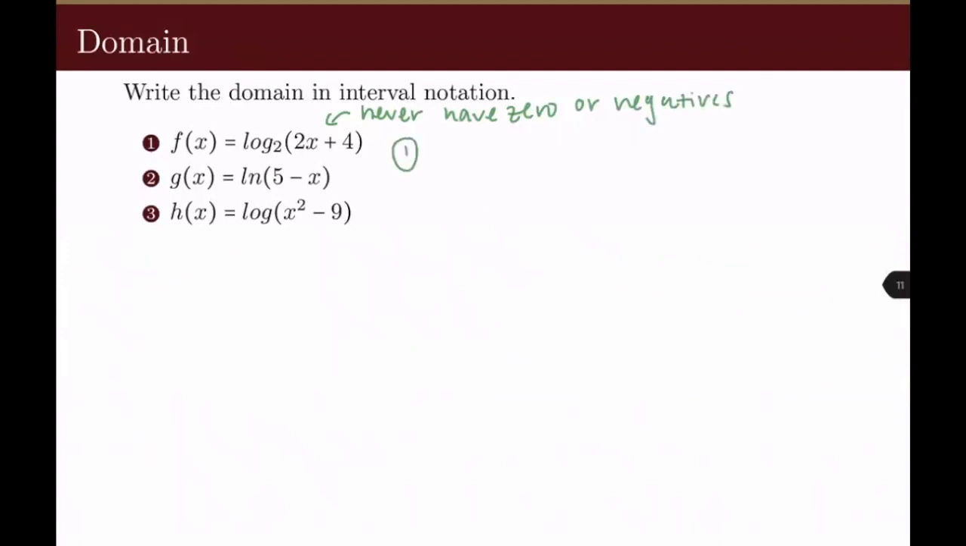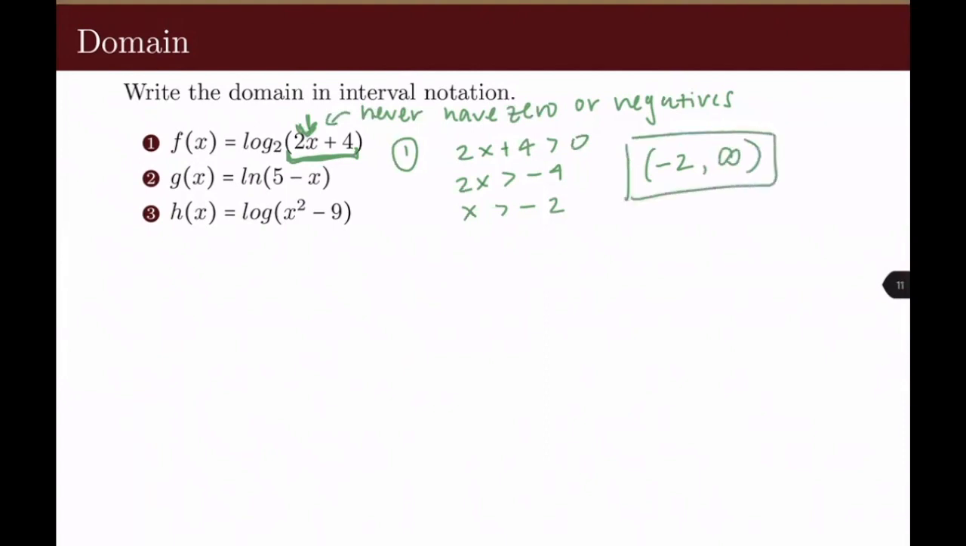So for number 1, all we're gonna do is set what's inside the log bigger than 0. So we'll have 2x plus 4 must be bigger than 0. That means 2x must be bigger than -4, which means x must be bigger than -4 divided by 2, which is -2. And we want to write it in interval notation. That means we do not want to include -2 because that's what makes inside the log equal to 0. We can't have that. But we can have anything larger than -2.